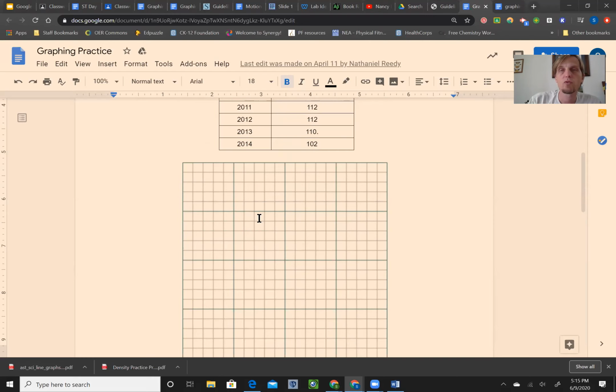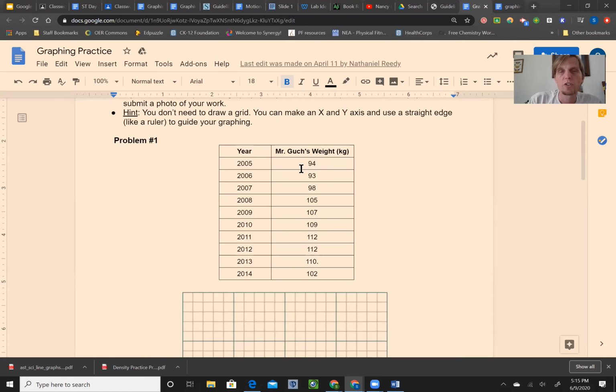So I want to jump to what we usually see as the hardest part. So which of these two is our dependent or independent variable? Think about it. Take a guess.